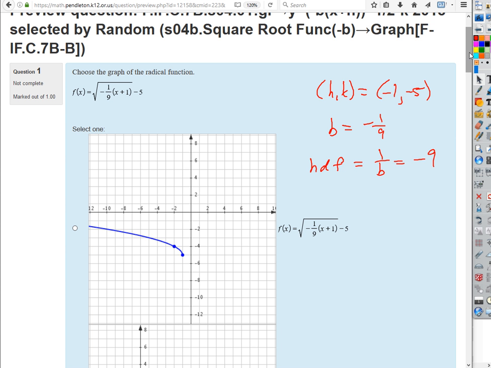So -1, -5, okay, that's the right vertex, isn't it? Is it doing the right thing? Normally, our parent graph would start at the vertex and go over 1 and up 1, right? So this isn't doing the right thing. This one just got flipped, it didn't get stretched. Everybody see that? Okay, so that's not it. Keep looking.